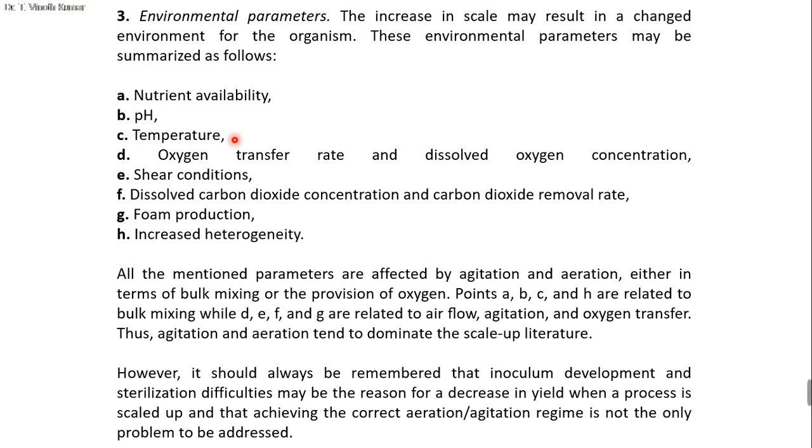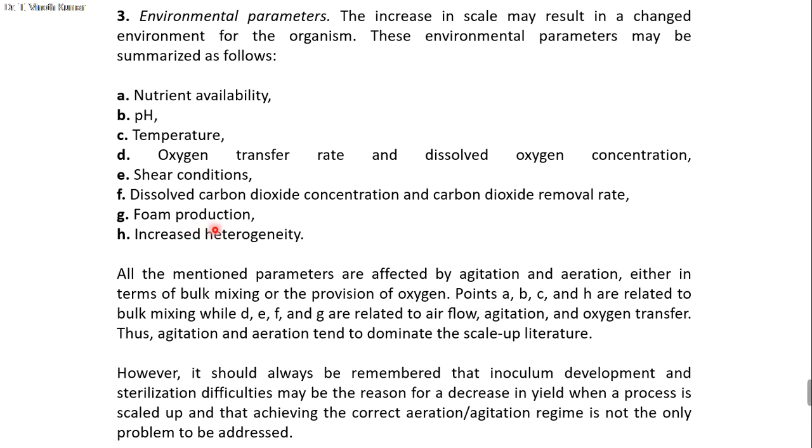Next one is the DO probe, that is oxygen transfer rate and dissolved oxygen concentration analysis. So we need a big DO sensor for continuous monitoring of the DO level. And shear conditions, that means how much shear rate is there. A shear sensor is also required. And dissolved carbon dioxide concentration and carbon dioxide removal rate are also required. For that we need another probe, a carbon dioxide probe. And foam protection. Foam is a bigger problem in big reactors, and we have to use anti-foam agents on the top.